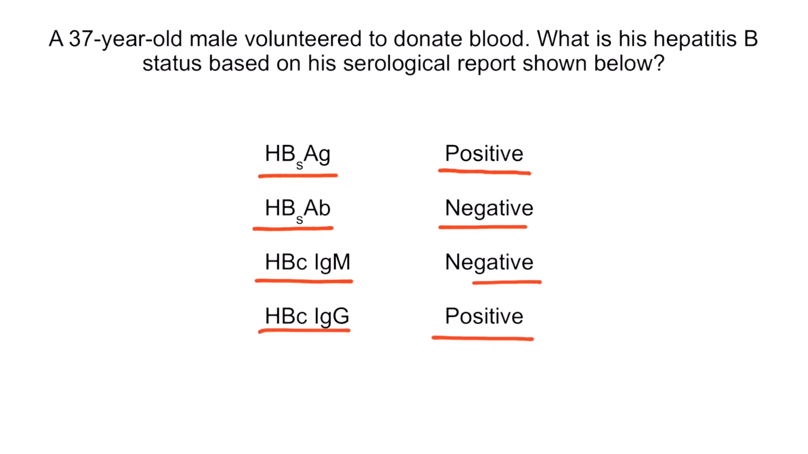Although chronic infection is defined as HB surface antigen positivity for more than 6 months, we can still safely say that this patient has had a hepatitis B infection for some time based on seroconversion to IgG. So the likely status of this patient is chronic infection.